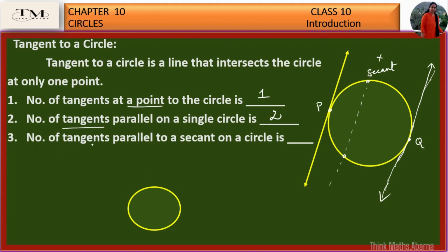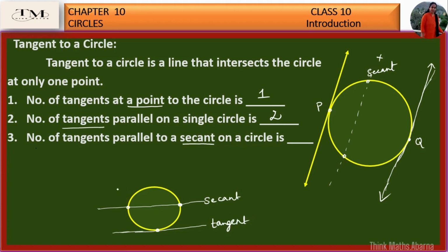Next, number of tangents parallel to a secant on a circle. So there is a secant. Secant means it will touch the circle at 2 points. So where can we draw a parallel? We can draw a parallel here. So this is a tangent. So this line is secant and this is a tangent.